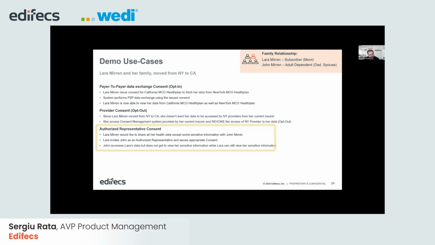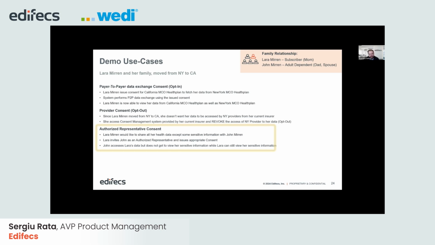In the third use case, I want to present something more complex. The example here is that Lara Miran, the subscriber, would like to share all her data with her husband, except some sensitive information. So Lara can invite John as an authorized representative and issue that consent. In that case, John can access Lara's information through the patient access API or through any other means. All the machinery behind the scenes would automatically kick in to honor that consent.